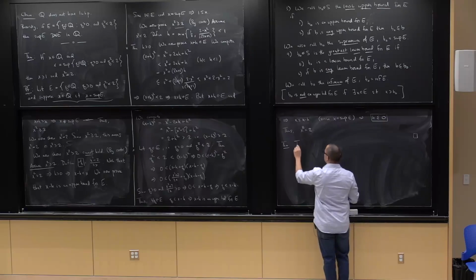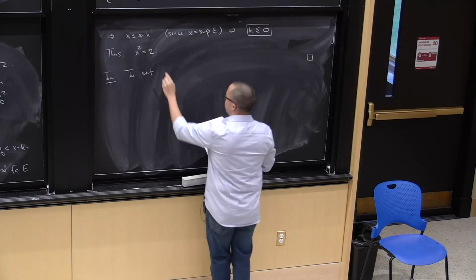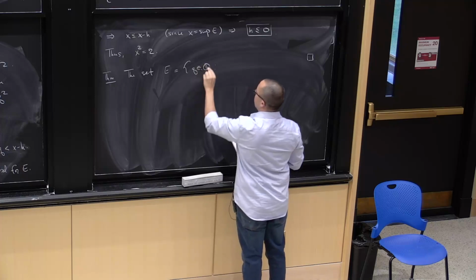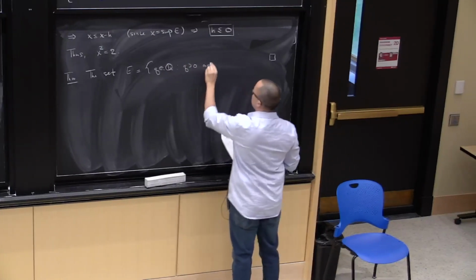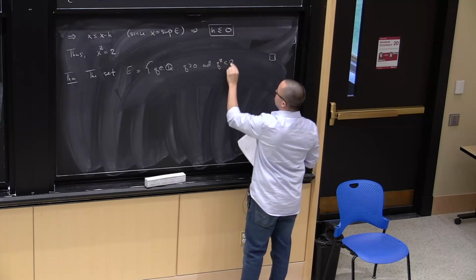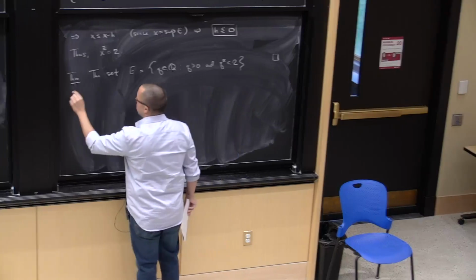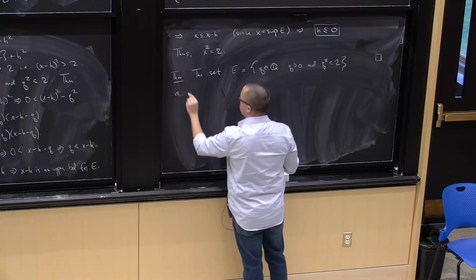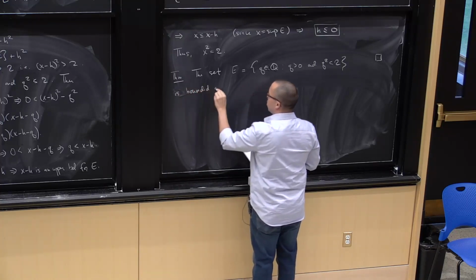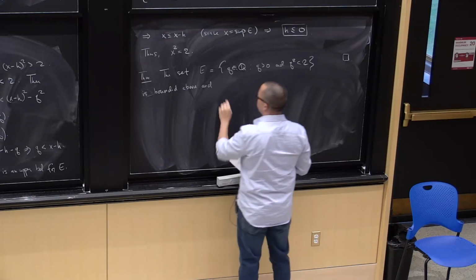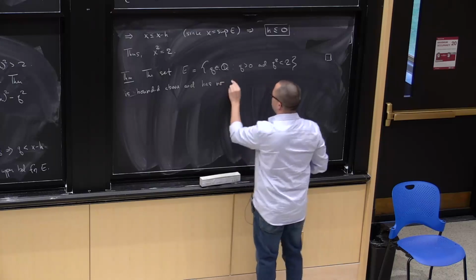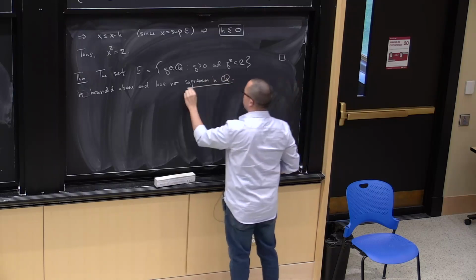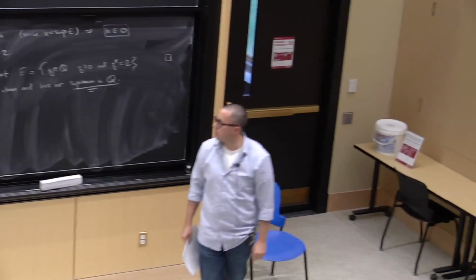So what's the theorem we're going to prove? The set E, as before, the rational numbers q such that q is bigger than 0 and q squared is less than 2, is bounded above and has no supremum in Q.